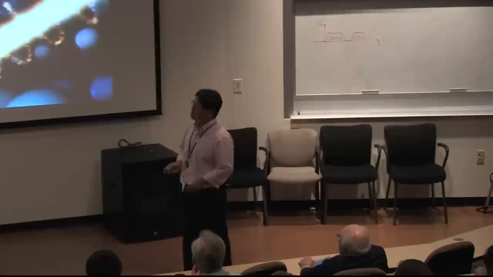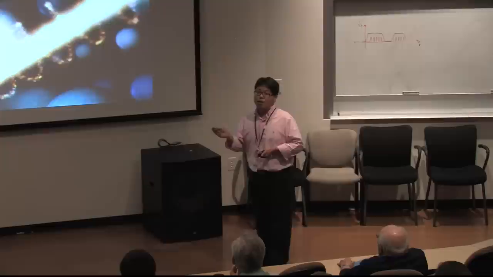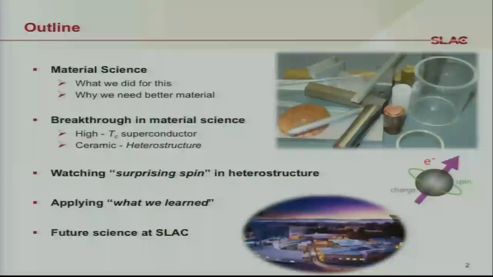So the basic ingredient is spin. So how eventually I will connect to material science, how spin is important for material science. This is a simple outlook of my talk. Firstly, I will introduce material science. What is material science? What kind of material science have we done so far? And also, I will introduce breakthroughs in material science. One example is high-Tc superconductivity.